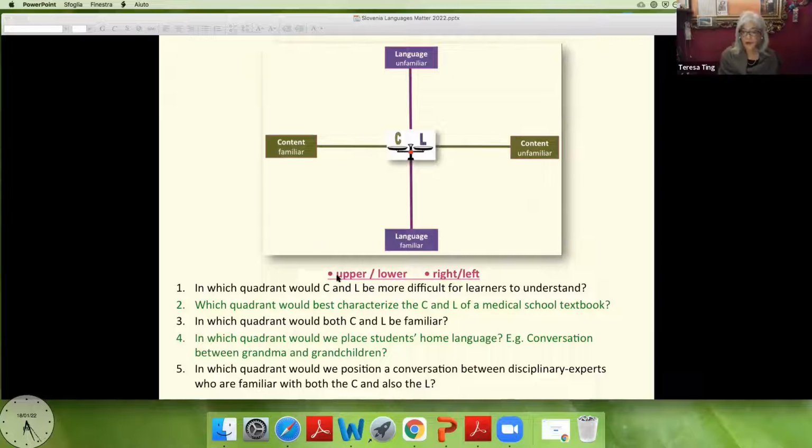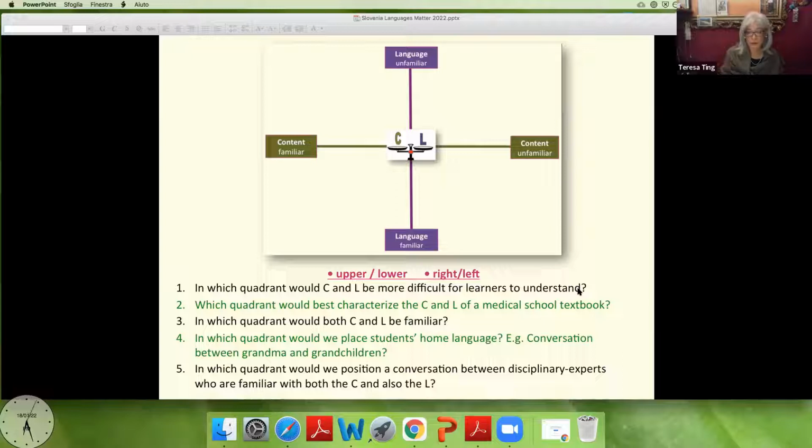Now, a little bit of interaction here. I want you to use the words upper and lower and right and left. Think on your own. I'm not going to try and do the chat because it's too much. In which quadrant would content and language be more difficult for learners to understand? So write on your piece of paper, question number 1, upper right or upper left or lower right or lower left in these quadrants, 1, 2, 3, 4. Question number 1: in which quadrant would content and language both be more difficult for learners to understand?